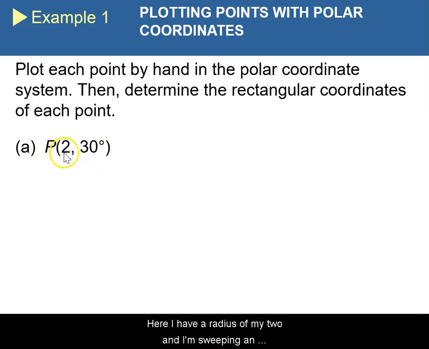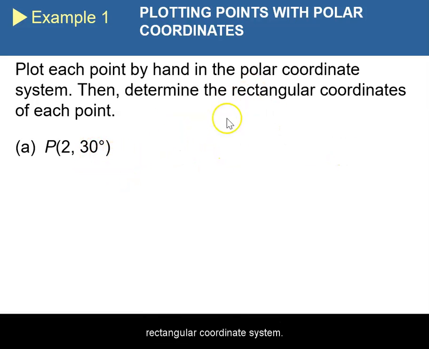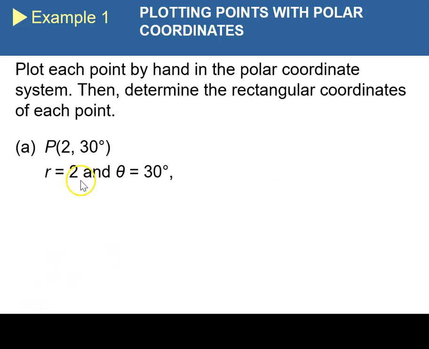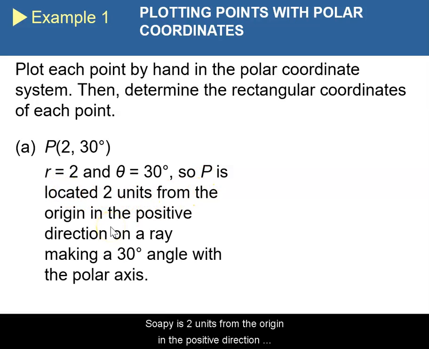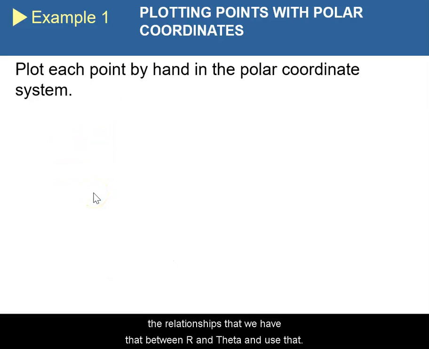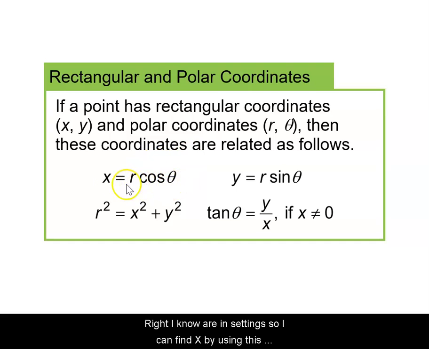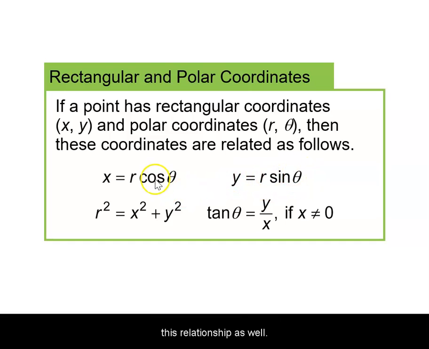So here I have a radius of length 2, and I'm sweeping an angle of 30 degrees, and then once I plot this, I want to find what its equivalent point would be in terms of x, y, right? The rectangular coordinate system, okay? So here r is 2, theta is 30 degrees, so P is 2 units from the origin in the positive direction, and then we sweep an angle of 30 degrees. So we want to use the relationships that we have between r and theta. I know r and theta, so I can find x by using this relationship. I know r and theta, so I can find y using this relationship as well, right?